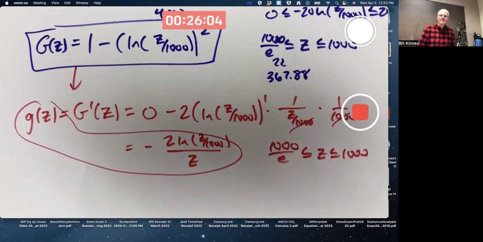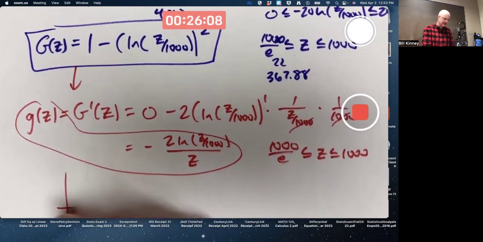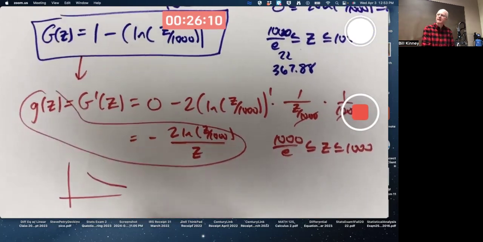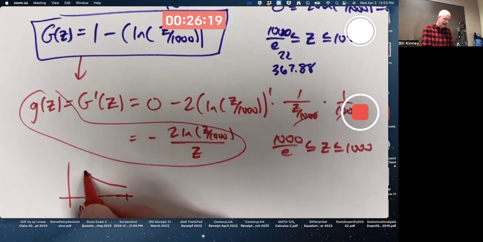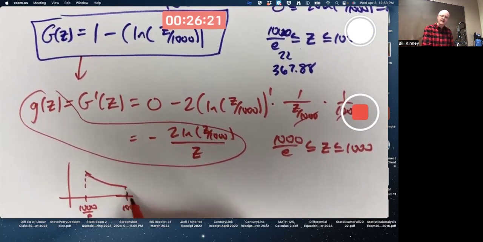I think it looks something like this. It's actually a decreasing function. I think it looks something like that, between 1,000 over e and 1,000. It's higher at lower values than at higher values.